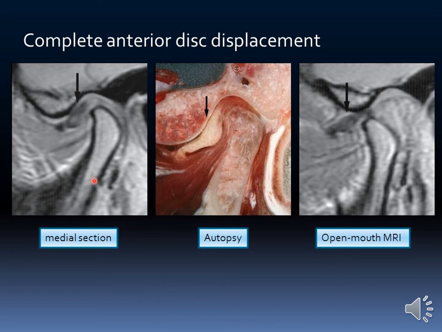So this is just to show you comparatively. This is an MRI image of the medial section of the disc. This is an autopsy image where you see the TMJ, the condylar head, and this is the disc that is seen. On the open mouth MRI, the disc appears to be anteriorly displaced, just as you are seeing it in this image here.